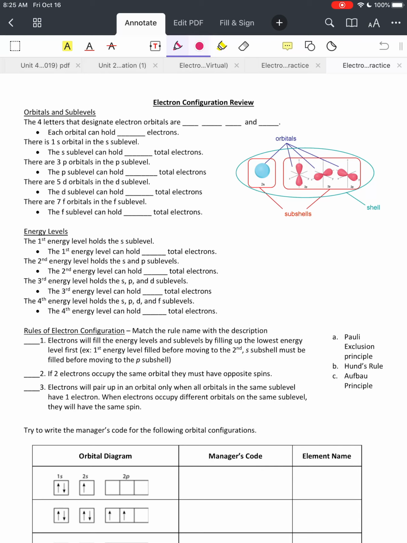Just quickly, I'm going to go through these basic terminology sections, and then we'll go into the rules of how to write our electron configuration. The first part is talking about 4 letters that designate electron orbitals. That is our S, P, D, and F. These are like the rooms in the boarding house model, like our sunny room S, our P room. We can call these subshells.